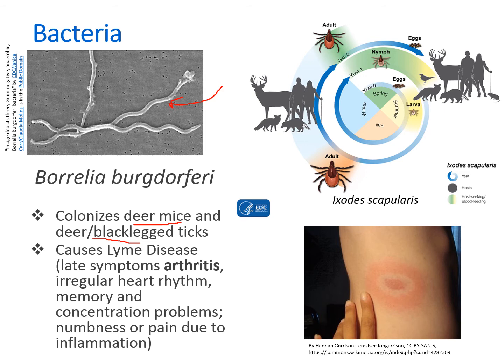Early symptoms of Lyme disease include fever, headaches, fatigue, muscle and joint aches, and swollen lymph nodes. A telltale rash called erythema migrans occurs in about 70 to 80% of infected persons and may appear 3 to 30 days after the bite at the site of the tick bite.